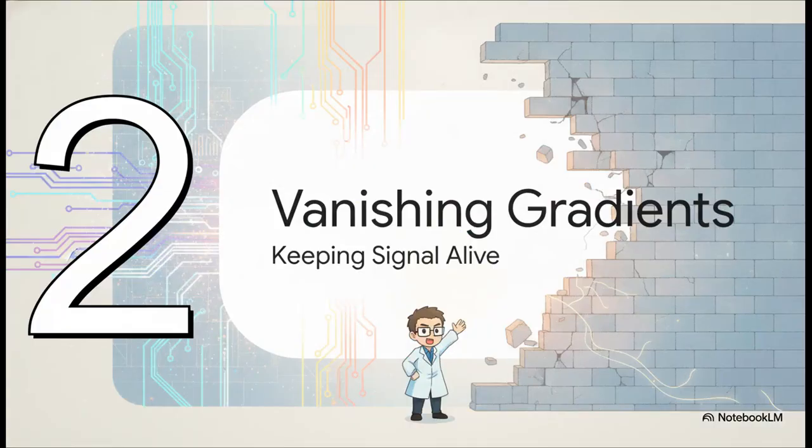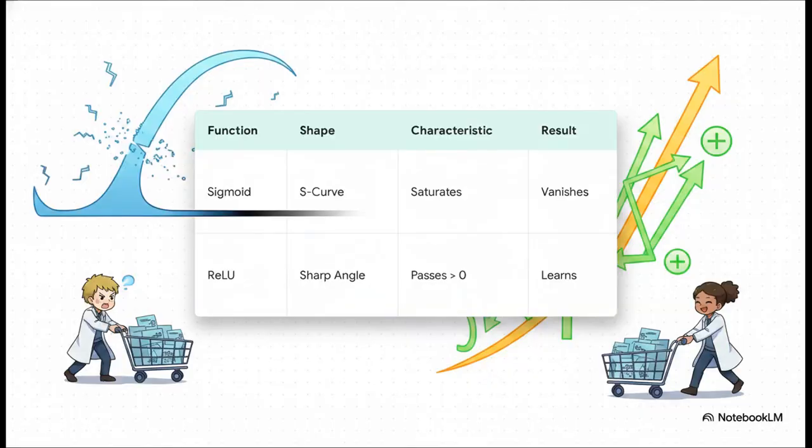Okay, but what happens when that vital learning signal completely dies out on its way backward? That brings us to section 2, fixing vanishing gradients and keeping the signal alive. This is a massive roadblock that actually plagued AI researchers for years. Now, what's really interesting here is the geometry. Every single neuron has what's called an activation function that decides how to pass information forward. For a really long time, the classic go-to choice was the sigmoid function, which has this smooth S-curve shape.